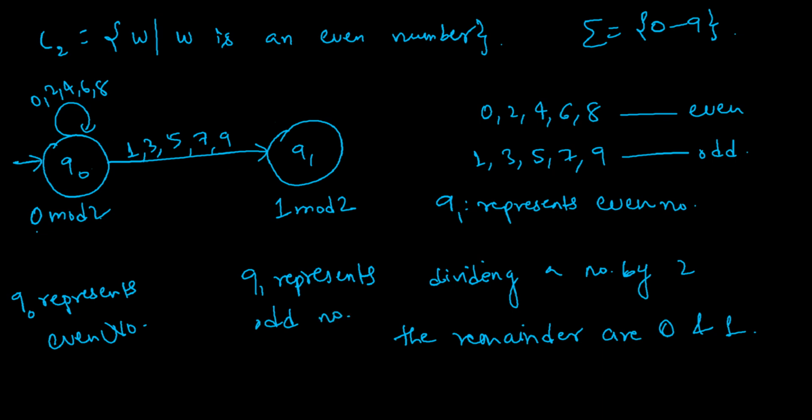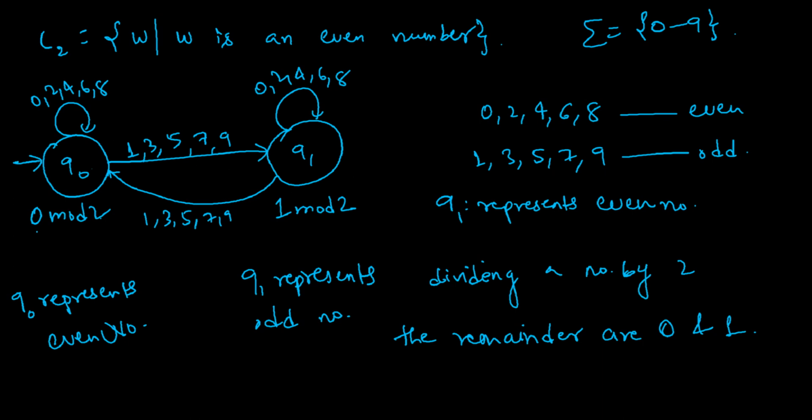Okay, very good. Now when you are at Q1, the remainder is 1. If you add another 1 to it, the remainder becomes 0. So on 1 or 3 or 5 or 7 or 9, it goes back to Q0. Right? Very good. Similarly, on 0 or 2 or 4 or 6 or 8, the remainder remains 1. So this is your DFA for L2.